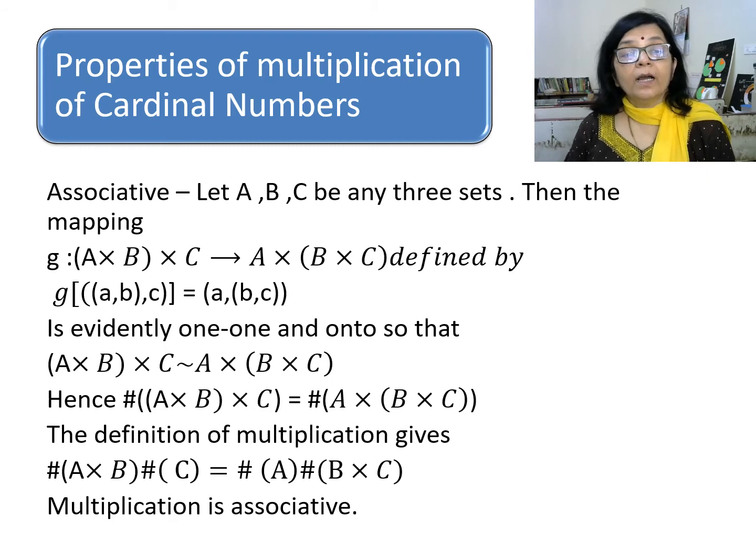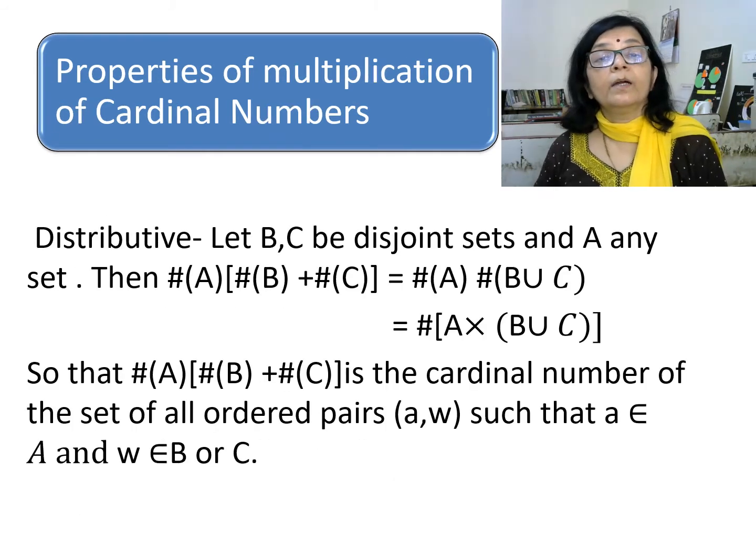Hence, #(A×B)×C = #A×(B×C). The definition of multiplication gives #(A×B)#C = #A#(B×C). So we get that multiplication is associative. Now the third property is distributive.